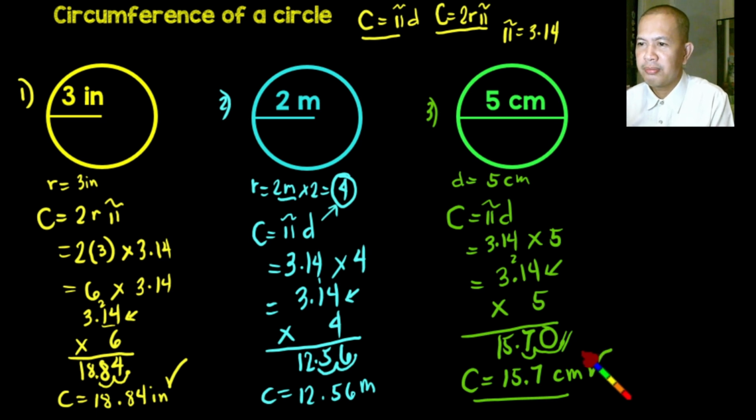That is how we find the circumference, applying the formula circumference is equal to pi times diameter, or you can also use circumference is equal to 2 times r times pi.